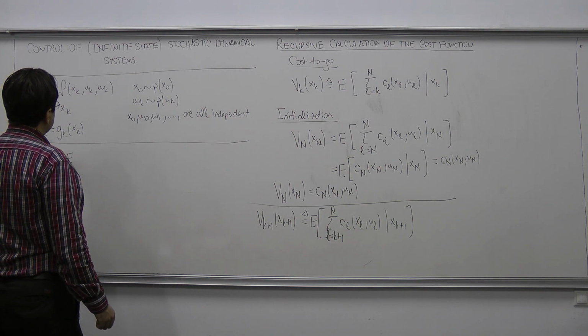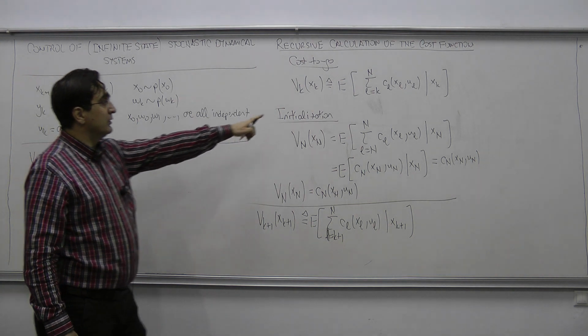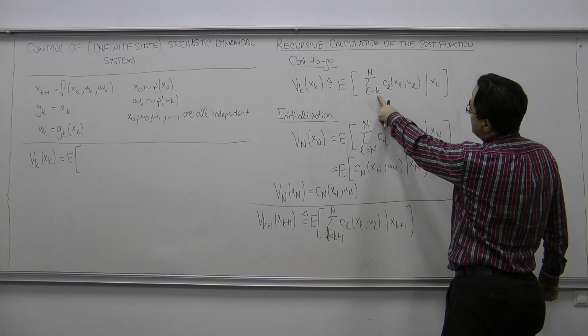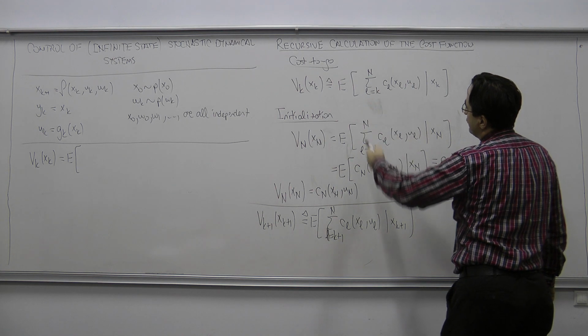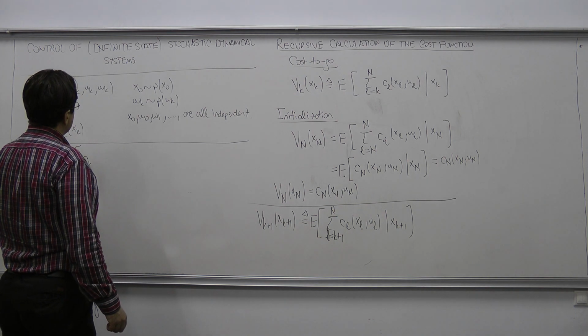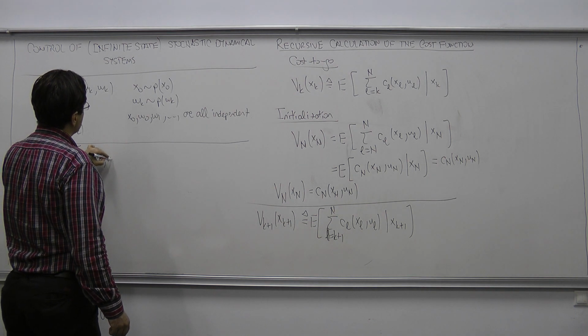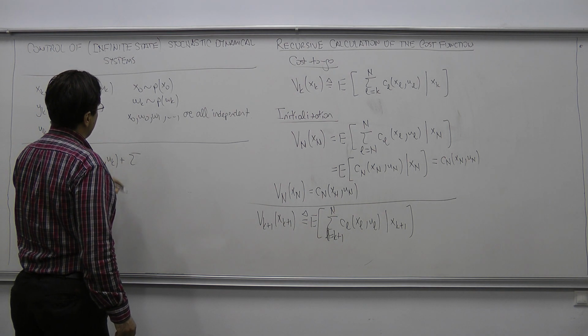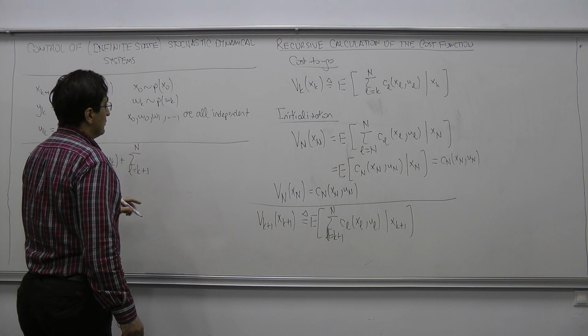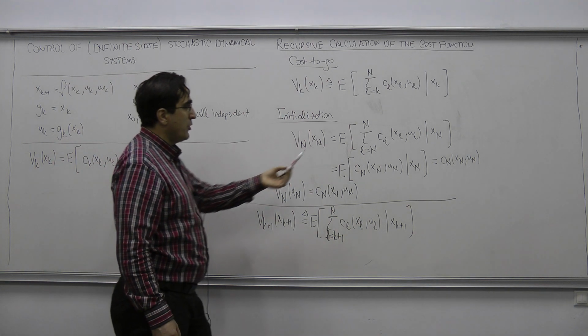So this is, by definition, the expected value of this sum here. I will separate the first term of this summation. The first term of the summation is ck, xk, uk, and I have the rest, L from k plus 1 to n. Why did I separate the first term?